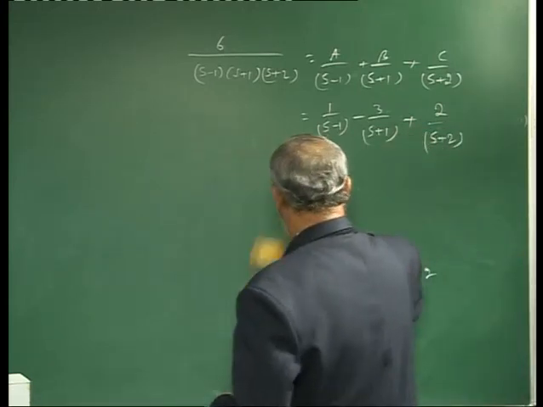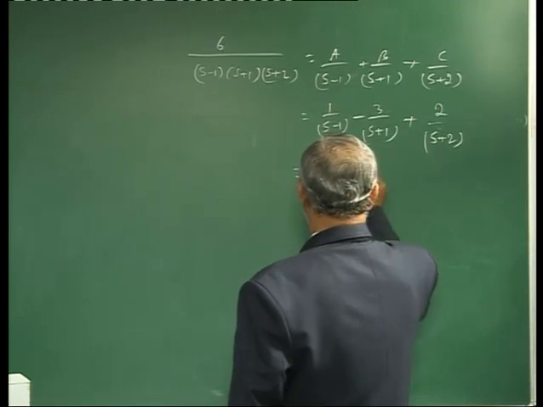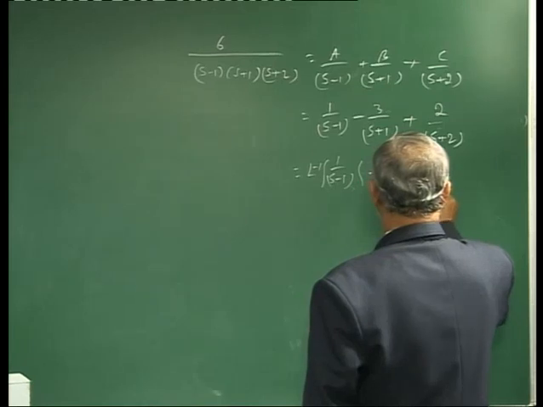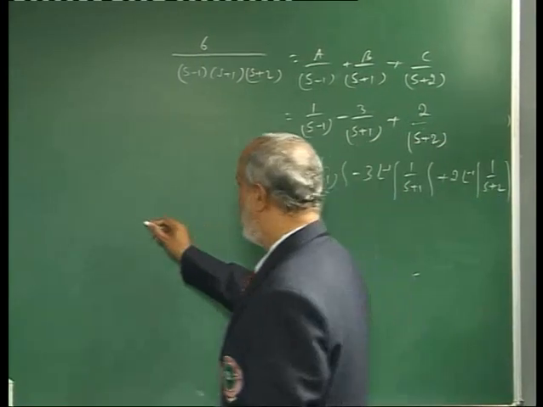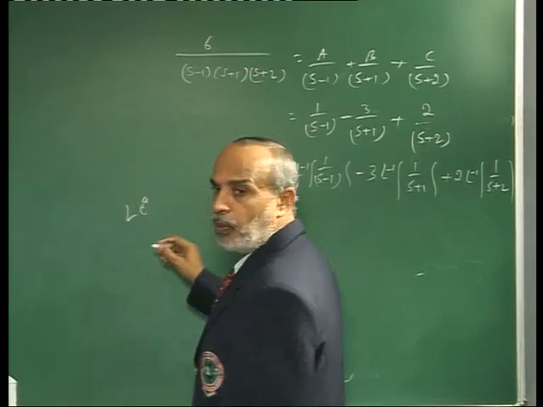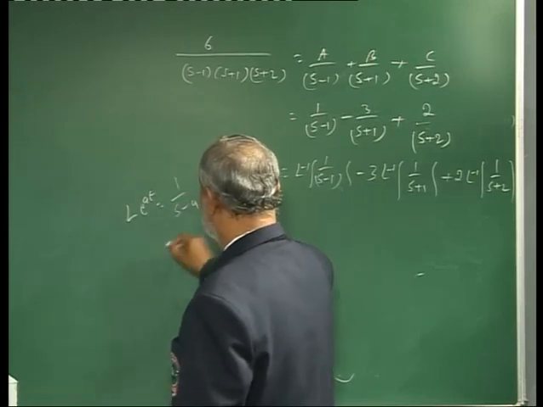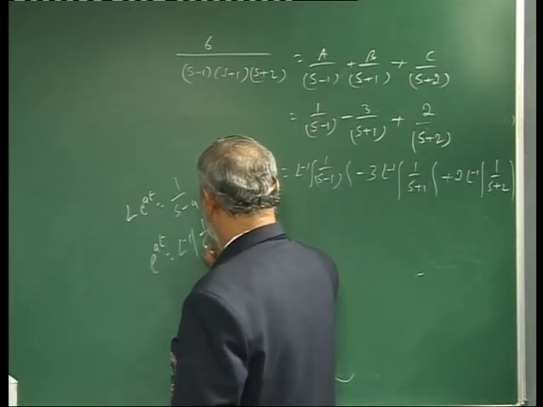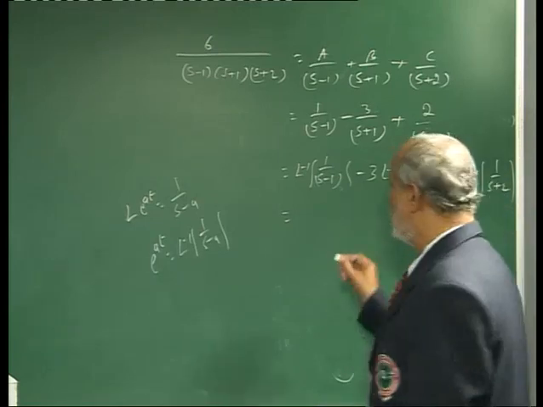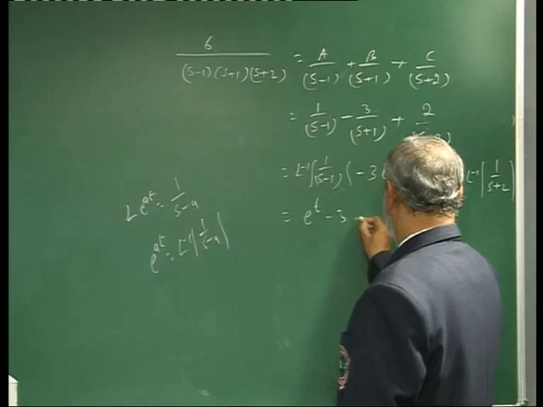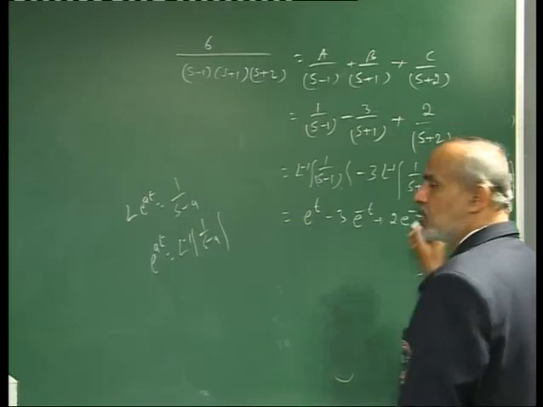After getting this, now you can apply the inverse. If you apply the inverse, this is equal to L inverse of 1 by s minus 1 minus 3 into L inverse of 1 by s plus 1 plus 2 into L inverse of 1 by s plus 2. So, here you know the formula L of e to the power of at is equal to 1 by s minus a, then e to the power of at is equal to L inverse of 1 by s minus a. Using this formula, L inverse of 1 by s minus 1 can be written as e to the power of t, minus 3 into e to the power of minus t, plus 2 into e to the power of minus 2t. This is the required result.